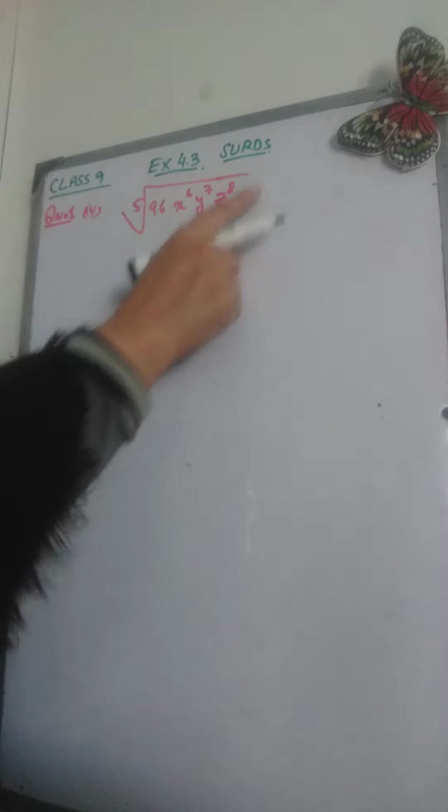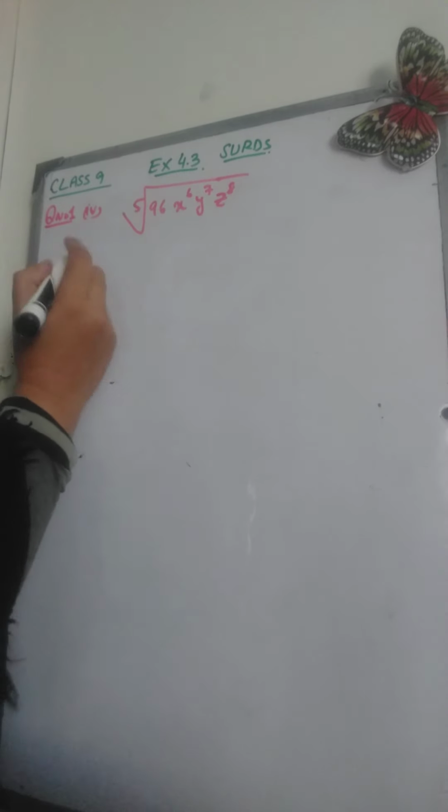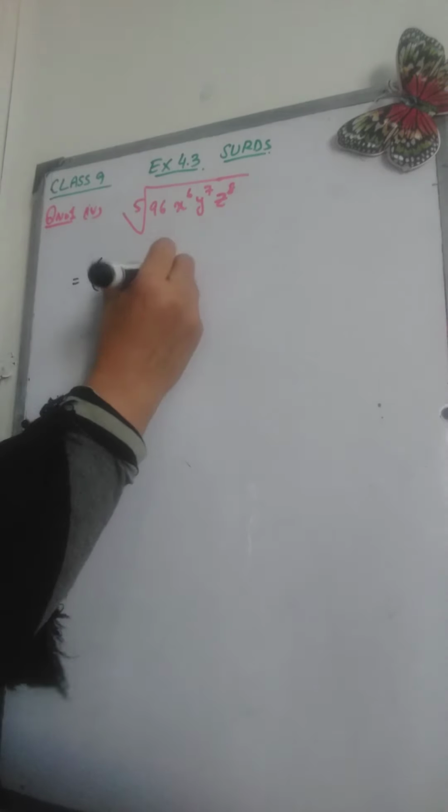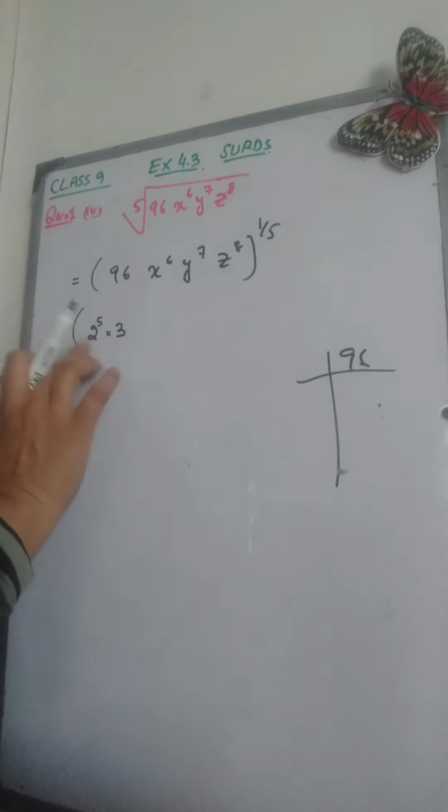Now in this question we have to simplify this surd, and the method will be the same. First of all, you convert this expression into exponential form. After doing that, you are going to do the prime factorization of 96, which will be 2 raised to power 5 into 3. After doing the prime factorization like this, you get this result.